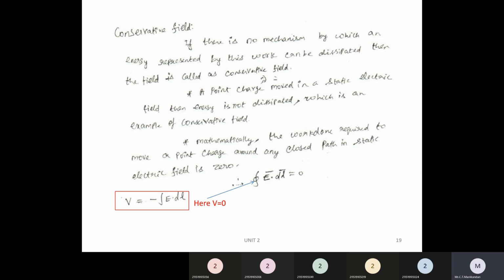From an exam point of view, they will give you an electric field and ask you to find whether it is conservative. So what we have to do is take the dot product of that vector and take the line integral. If you get the answer as 0, then we can say the total electric field around the closed path is 0 for that conservative field. That is, closed integral of E dot dl equal to 0.